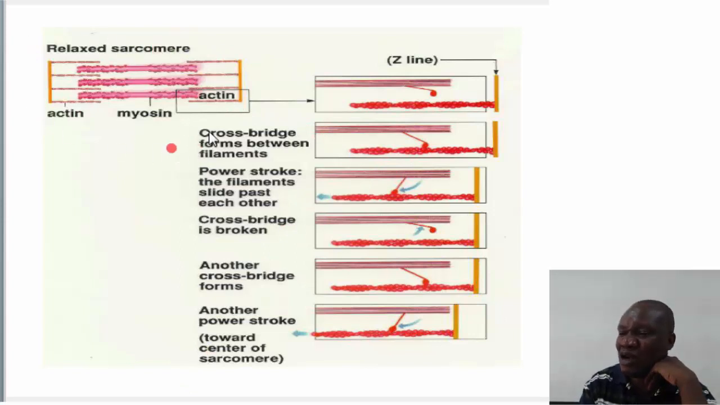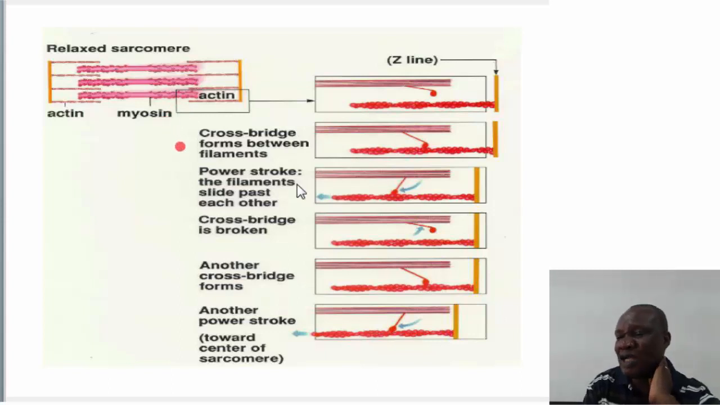If we look at this sarcomere, a relaxed sarcomere, it has the I band, which is the actin filament. It has the A band, which is the thick filament, myosin, right? And within the A band, we have the H zone, which is a lighter portion of the thick filament. And in the A zone, we don't have overlap between thick and thick filaments.